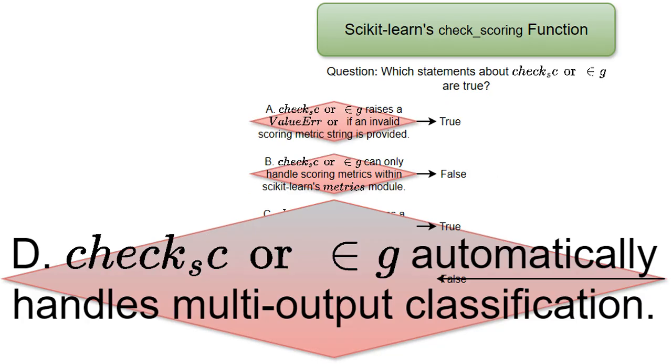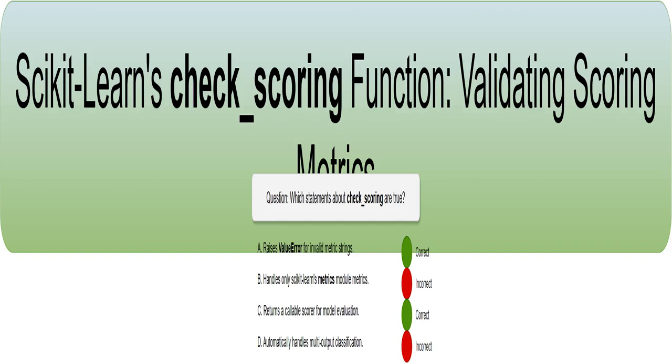This is false. Check_scoring doesn't automatically handle problems with multiple outputs. For that you would need to tell it how to handle the multiple outputs with an appropriate averaging strategy or a custom function.